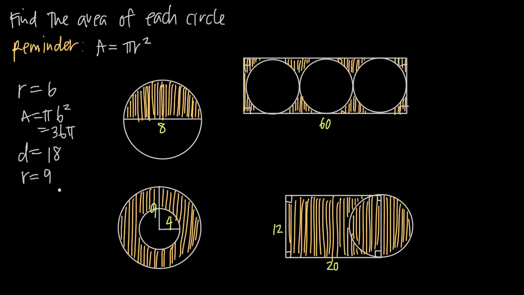And if my radius is 9, then I can just go ahead and plug into my area formula to find the area. So pi times 9 squared. 9 squared is 81, so I'm going to get 81 pi.